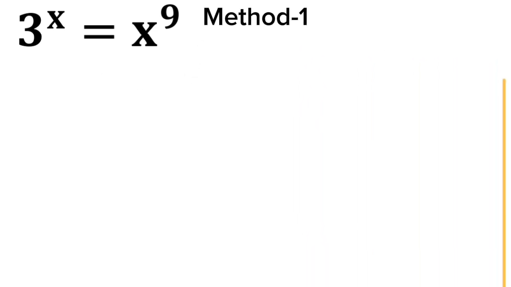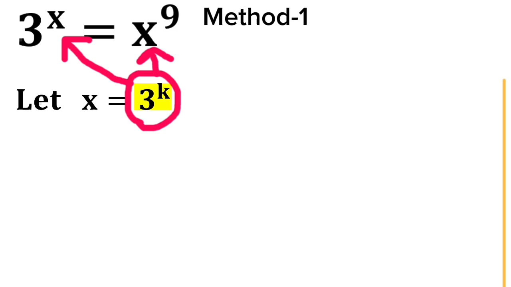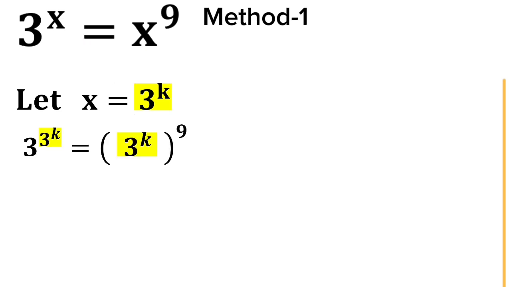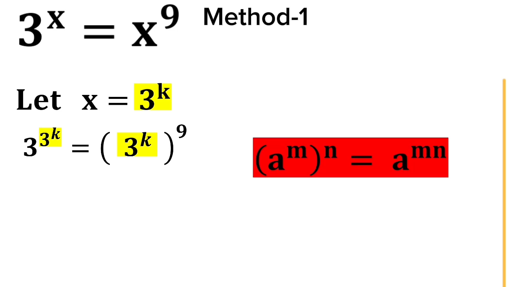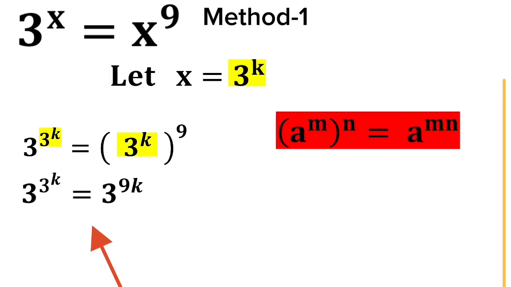Okay, first I will let something for x and let x equal 3 to the power of k. Now insert 3 to the power of k in the place of x. Now the equation becomes like this. Do you remember the power rule? If (a to the power of m) to the power of n equals a to the power of mn. Apply this formula here. Now the equation becomes like this.